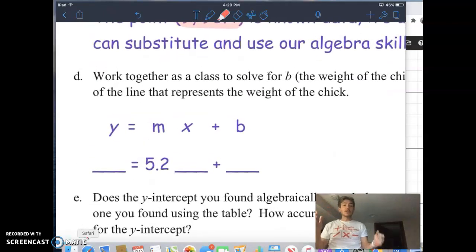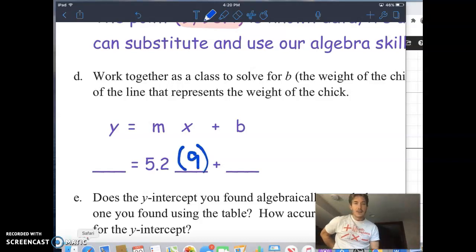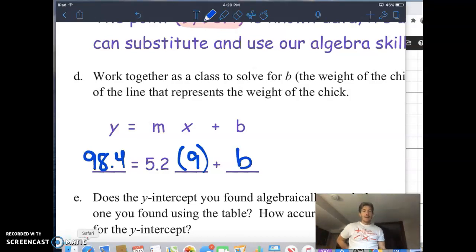And this is actually pretty easy. You guys have done this before. Watch, let me show you. All right, I took this, I stripped out the x and the y, and for the x, I will put in our number of days. And for the y, I will put in our 98.4. And b, remember, is the thing we're finding. So I'm going to leave b in there.